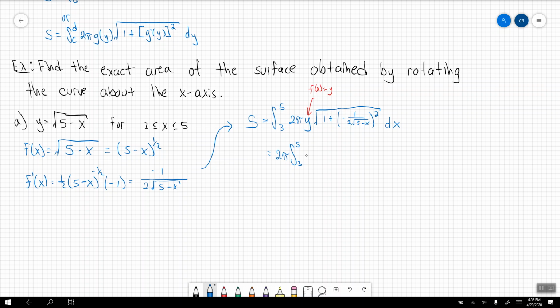In that sense, I'm going to substitute in what the y value is. That y value is just the square root of 5 minus x. It's the value that we initially started with. And that's going to be multiplied by this particular function. Alright, so that piece was here. And then this other piece is just going to be 1 plus 1/4 multiplied by 5 minus x. There we are. And then this is all just dx. It's looking pretty good so far.